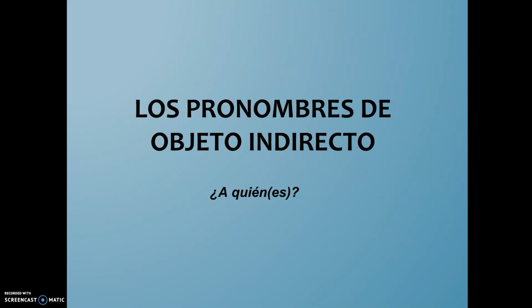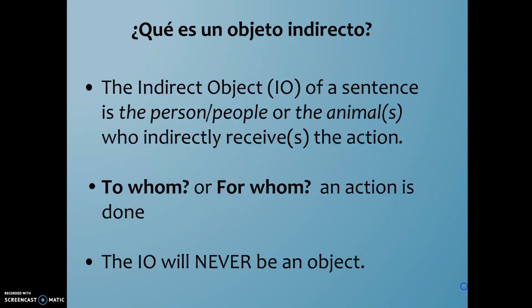Okay, we're going to be moving on to los pronombres de objeto indirecto, which are indirect object pronouns. These are only on página 3, keep that in mind. The indirect object of a sentence is the person or the people or the animals who indirectly receive the action. And so these are to whom or for whom an action is done.